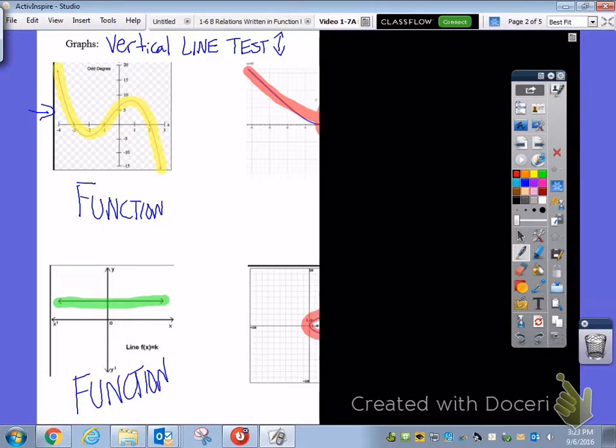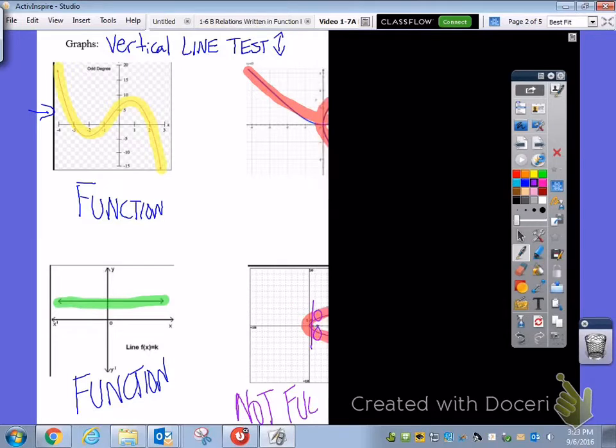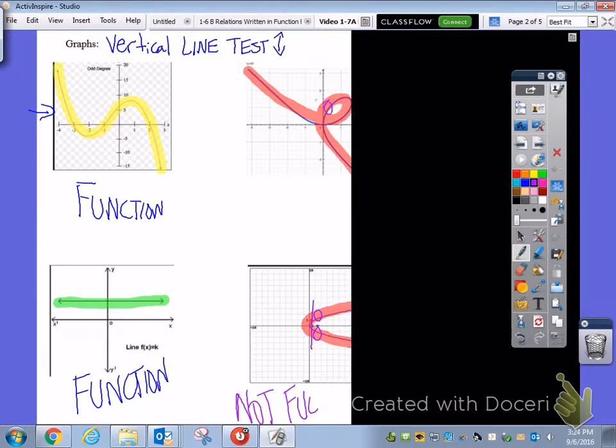Oh, see right here? It crosses twice. See that black line touches it twice. And that could have happened anywhere right here. It counts as twice. So this is not a function. Okay, because it crosses it more than once. And look right here, you can tell. It crosses 3 times when I draw my vertical line. If I were to draw a vertical line right there, it would touch 3 times. So that is not a function.